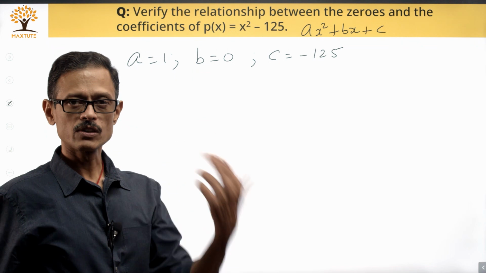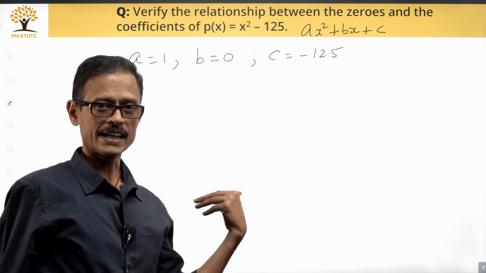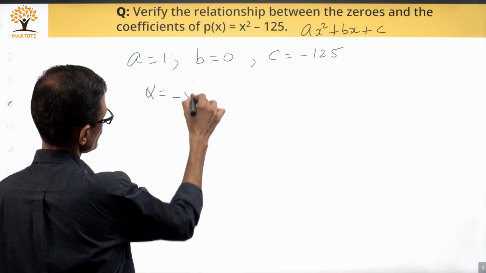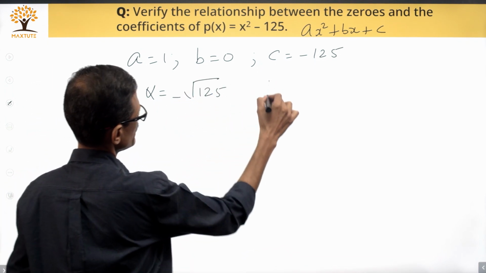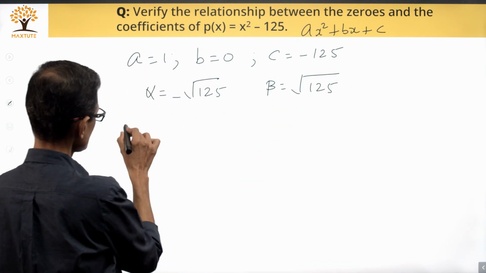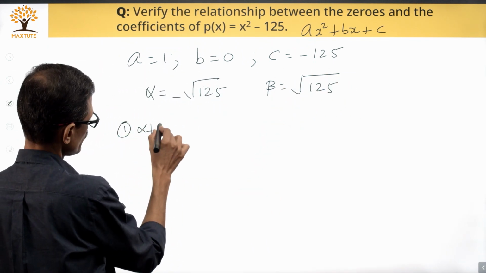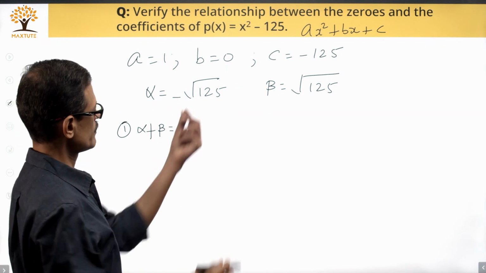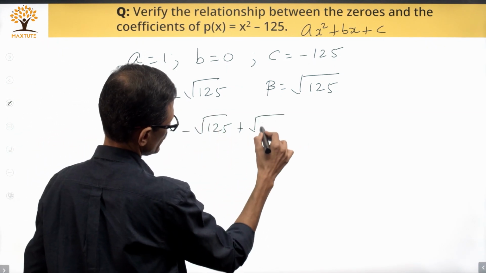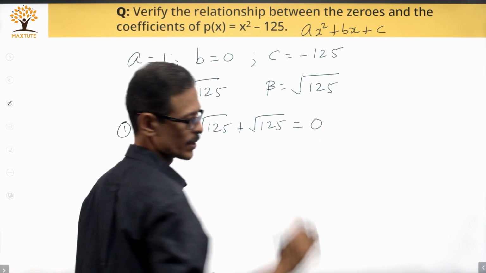We found out the zeros in the last slide. The zeros are alpha and beta. The alpha for us is equal to minus square root of 125 and beta is equal to plus square root of 125. Start with the first part. Let's find out the sum of the zeros. Alpha plus beta is equal to minus square root of 125 plus square root of 125. This is equal to 0.